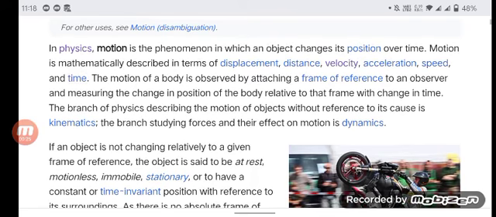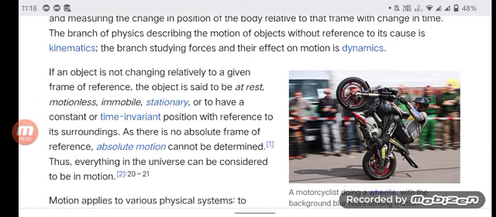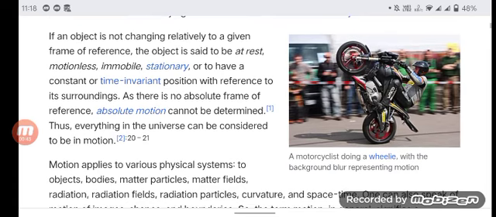The branch of physics describing the motion of objects without reference to its cause is kinematics. The branch studying forces and their effect on motion is dynamics. If an object is not changing position relative to a given frame of reference, the object is said to be at rest, motionless, immobile, stationary, or to have a constant or time-invariant position with reference to its surroundings.